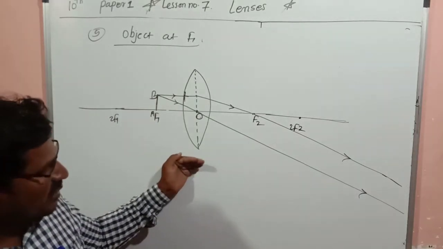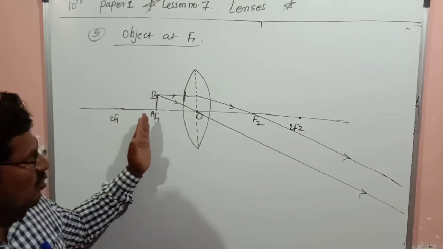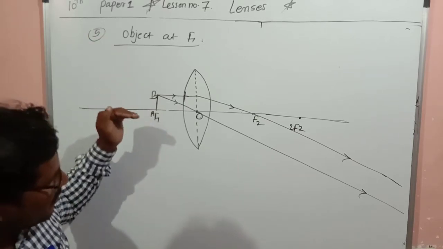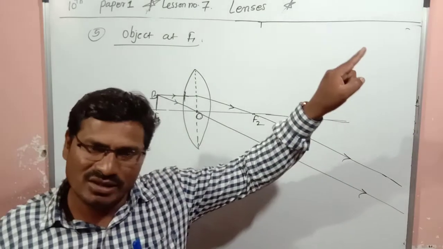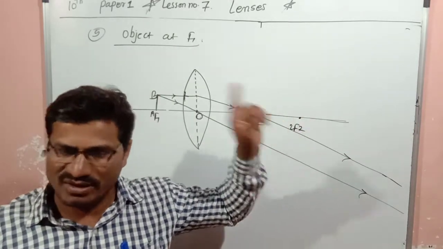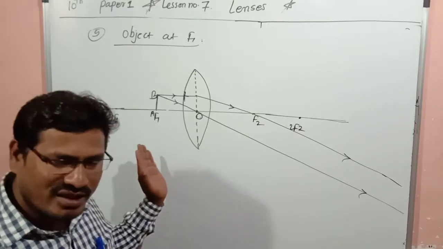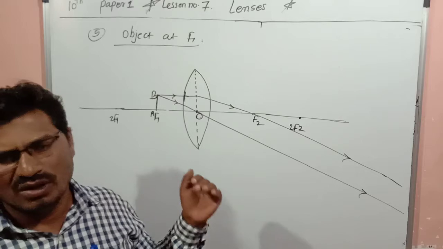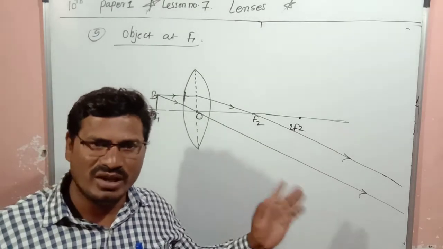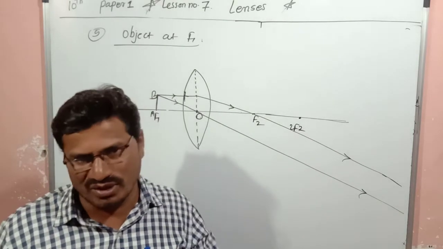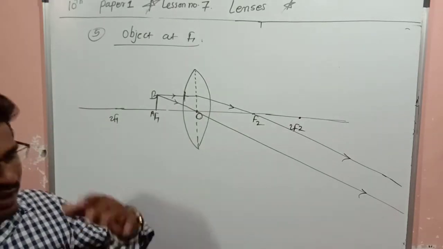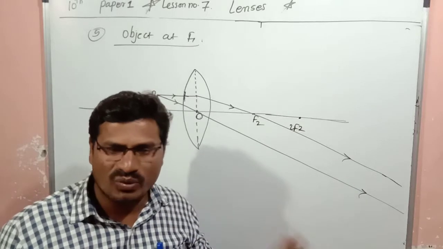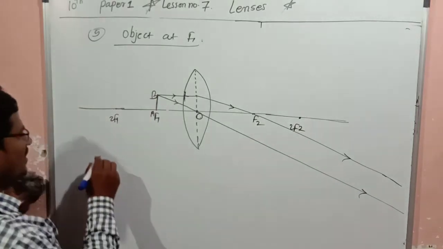So you have to remember here: the position of the object is at F1. The position of the image will be at infinity. Light rays will meet at infinity. Then the size of the image will be very large, or highly magnified, you can say. Then the nature will be real and inverted.